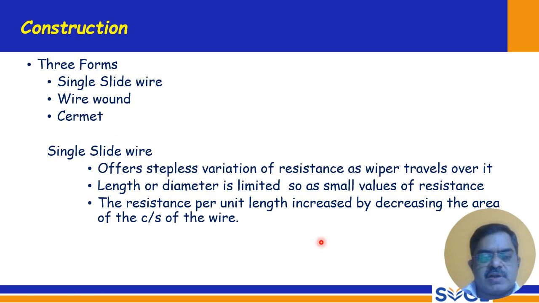So construction, there are three forms. One is single slide wire, which is a very simple form of potentiometer. Then wire wound and cermet type. So the first one, single slide wire, offers a stepless variation of resistance as the wiper travels over it. Length or diameter is limited, so for small values of resistance, the resistance per unit length is increased by decreasing the area of cross section of the wire. So this is a very simple form. There is no wire wound around it, and it is just a plain type potentiometer.